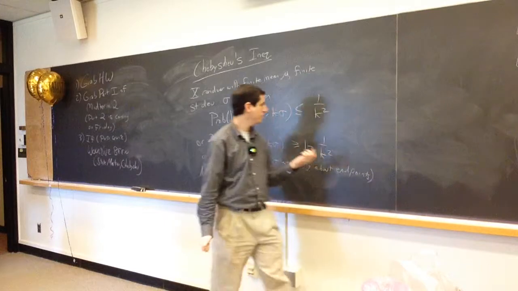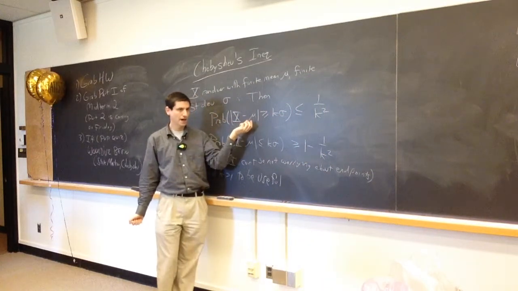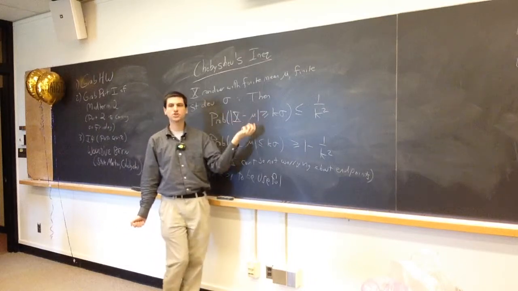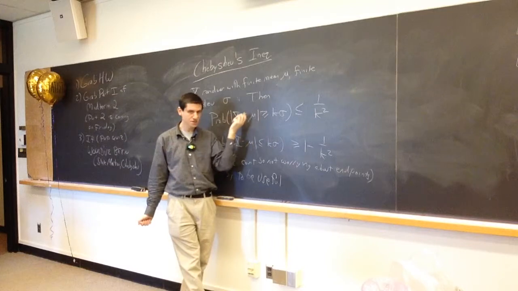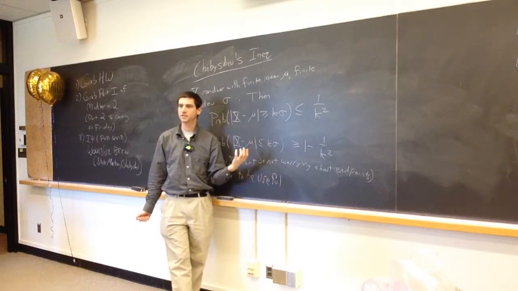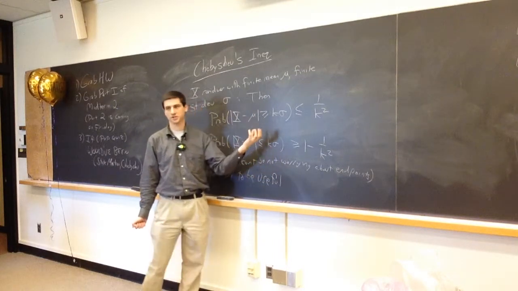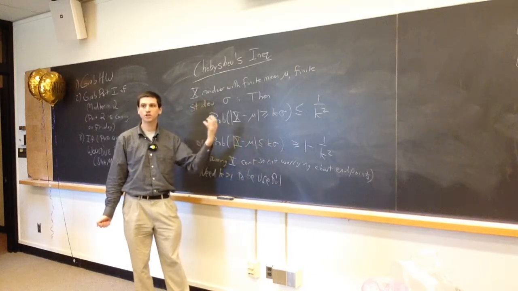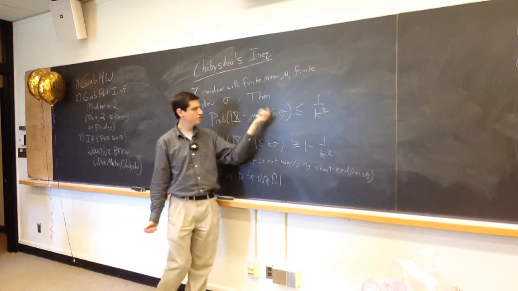And so what am I doing here? I have my mean, mu, and I want to talk about the probability that I'm a certain distance away from the mean. When I want to talk about the distance away from the mean, I need to know what scale to measure things in. Am I measuring things in meters, in feet, in furlongs, in parsecs? I want to use the correct units.